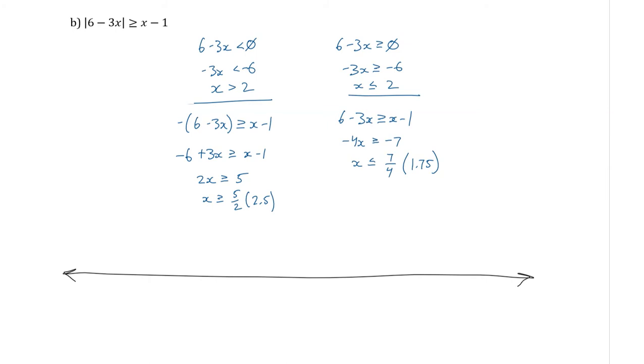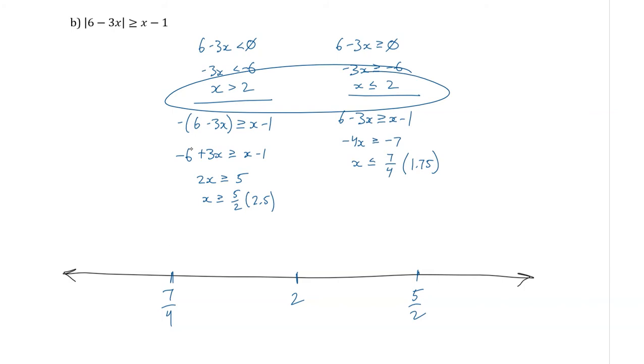Okay, so what's the smallest of my 3 intervals? I've got 1.75, I've got 2, and I've got 2.5. So the smallest is 7/4. The middle is 2. And the biggest is 5/2, 2.5. Often this interval is in the middle, but not always. This is another kind of pattern that we often see, but it's not always the case. So just be a little bit careful of that.